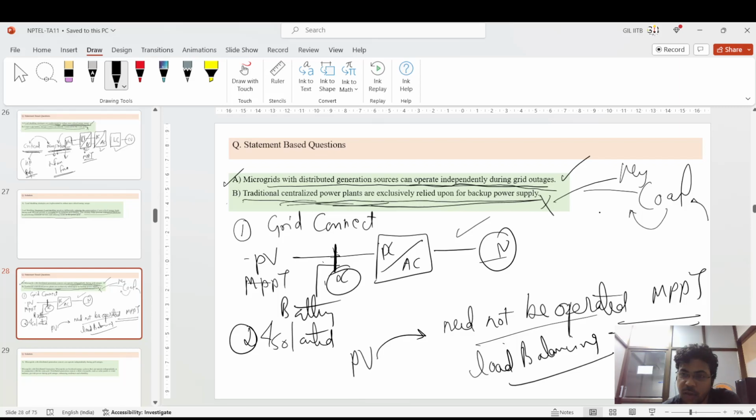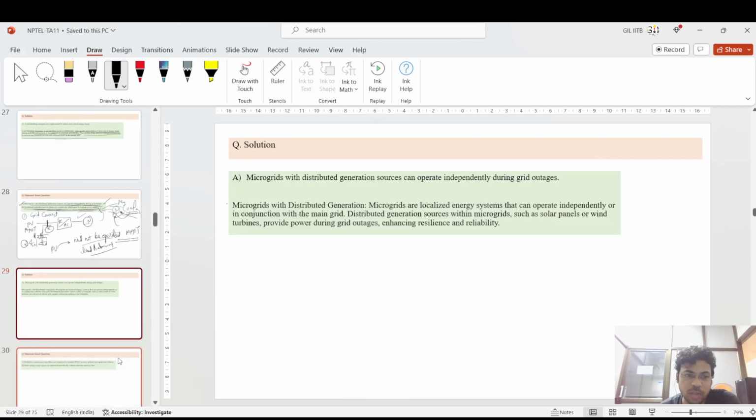Here they use the coal, they generate thermal energy, then move the turbine and send the power. Coal is such a unit that by injecting a high amount of steam, you can generate a high amount of power. With less steam, you can generate less power. So this backup supply is not there, because if there is less generation, you cannot switch on the battery at that particular power plant. So centralized power plants do not rely on backup power supply. They are dependent upon external sources such as thermal energy from coal. Okay.